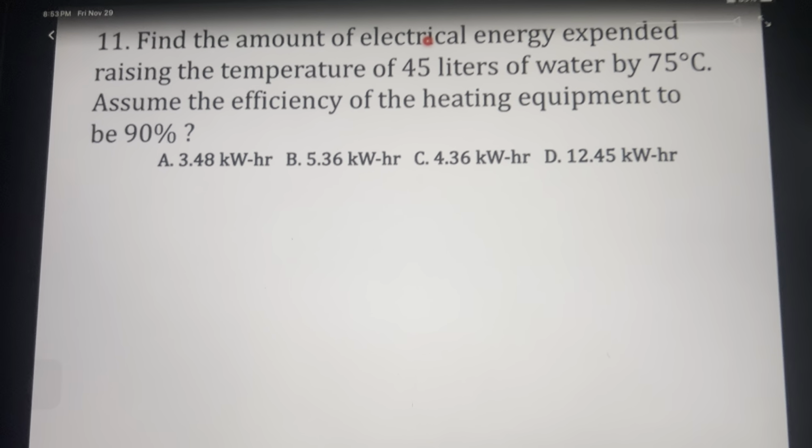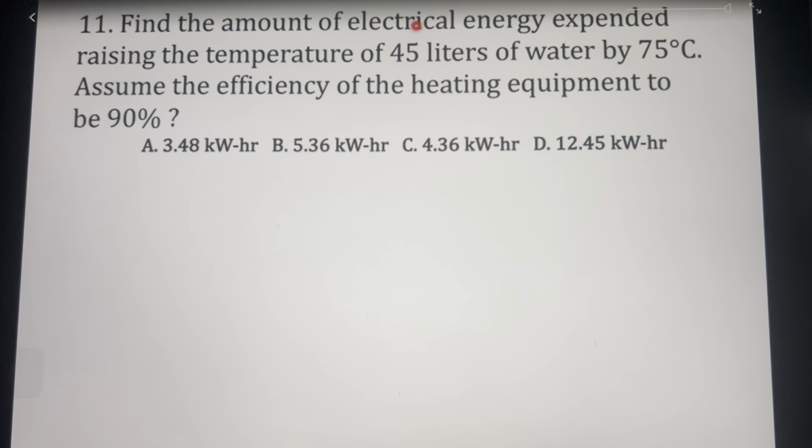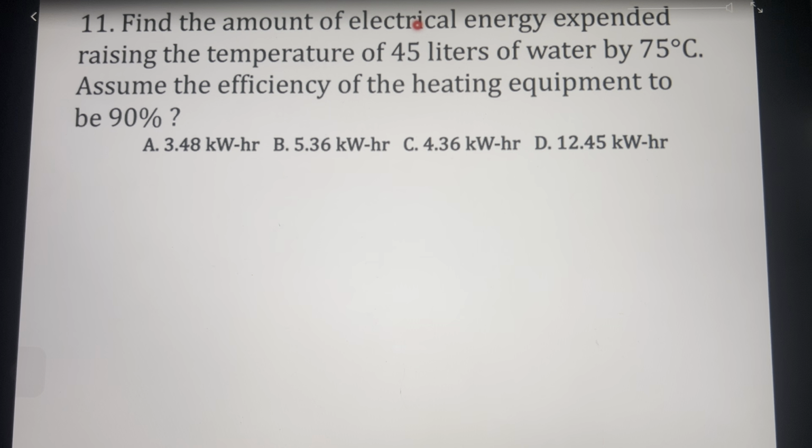...expanded, raising the temperature of 45 liters of water by 75 centigrade, assuming the efficiency of the heating equipment to be 90%. So we are asked to find the electrical energy or the electrical consumption of this heating equipment, which is used to heat 45 liters of water to raise the temperature by 75 Celsius. And that heating equipment has an efficiency of 90%.